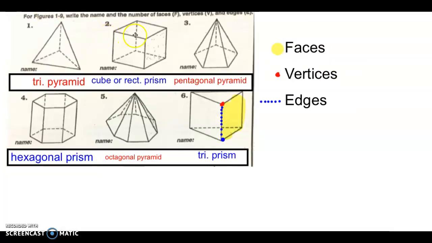If you remember when we did this worksheet, we felt like this looked like a cube, but the answer key said rectangular prism. In addition, you should remember these terms: faces, vertices, edges. So a face is like a side, a vertex is like a point or the corner, and the edge is where the two faces join.